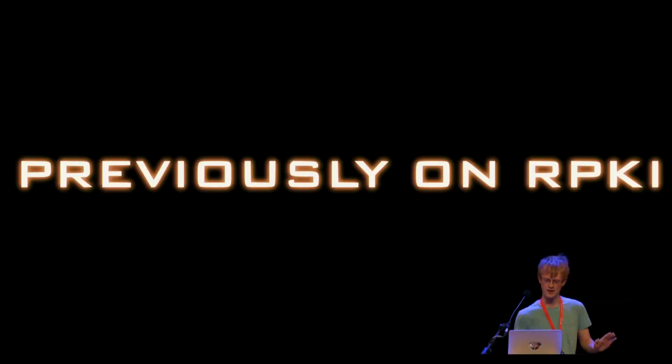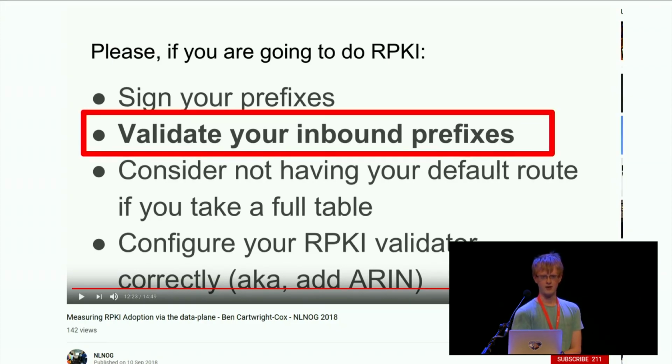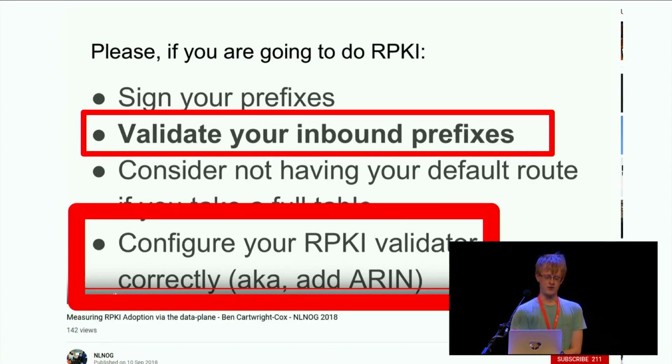So I did this talk last year, so previously on RPKI, in case you haven't seen that talk, I gave four major points. One is obviously sign your prefixes. That's really easy, especially if you're in RIPE, because it's just a simple case of going to the control panel. The most important point is validate your inbound prefixes, because not many people actually do that, as we found out. The second important point was to actually configure your RPKI validator correctly, because of interesting contract politics with ARIN.